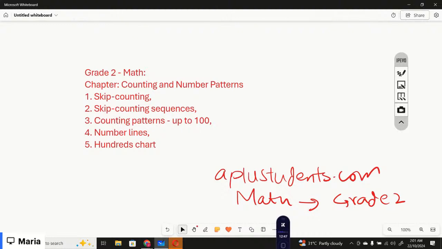And the lessons we're going to cover today are skip counting sequences, counting pattern up to 100, number lines and hundreds chart. So please make sure you have your notebook and pencil so that you can note down the important examples and definitions as well.